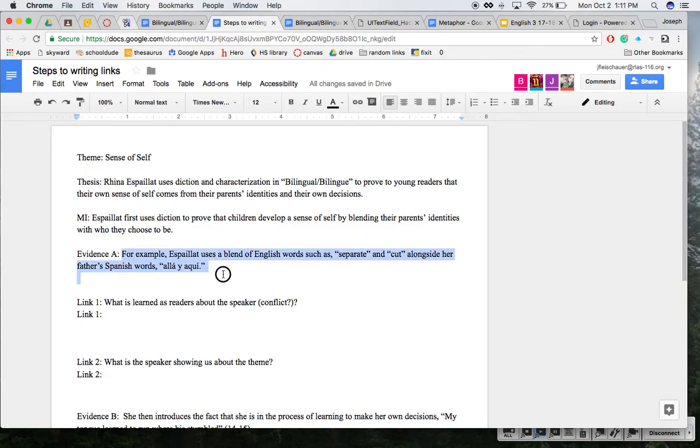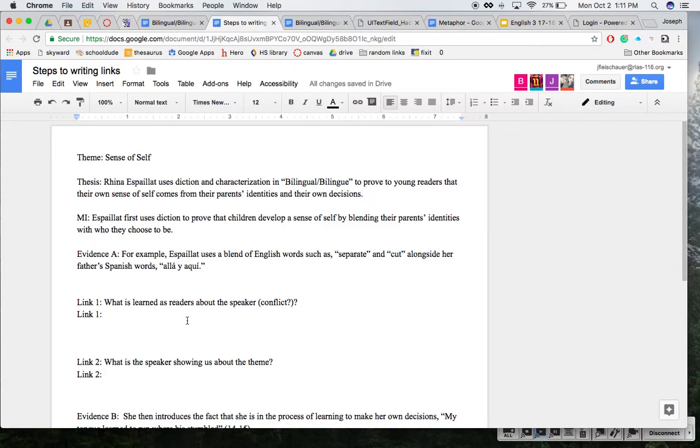I actually changed my evidence a little bit. I wanted to embody that the speaker is using words like separate and cut alongside her father's Spanish words, and that first link is we want to explain the evidence, or what we learn about the speaker through the evidence.